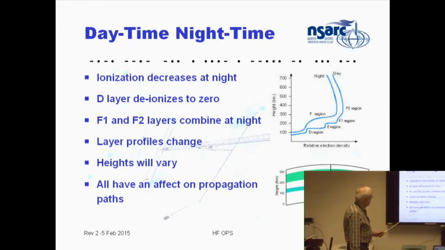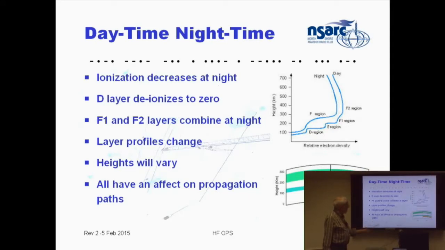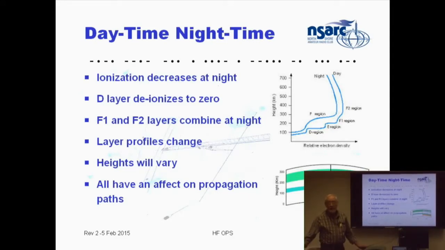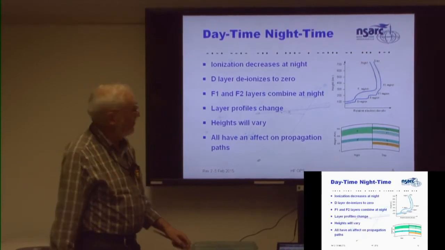Daytime, nighttime. Obviously, the ionization decreases at night because the sun's gone away. The D layer deionizes very quickly. As the sun goes down, the D layer disappears. The F1 and the F2 layers combine to just the F layer because of the lack of ionization going on from the sun, it just becomes one layer. These profiles will change depending on all sorts of factors, but they will change. The heights of the layers will vary somewhat. They all have an effect on propagation, of course, which is another variable in terms of HF propagation.